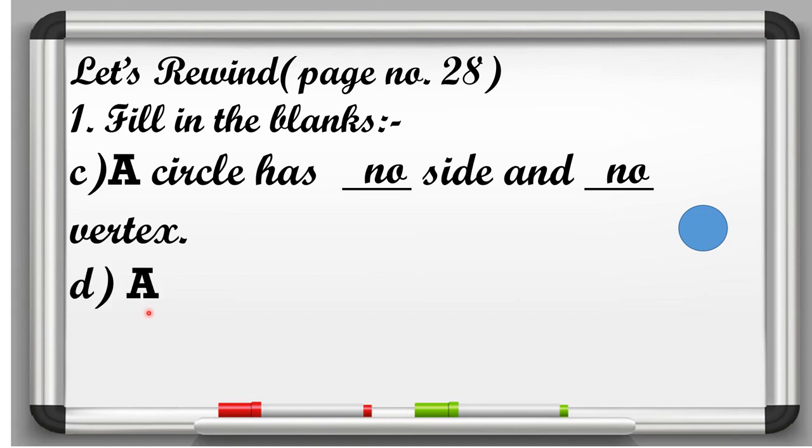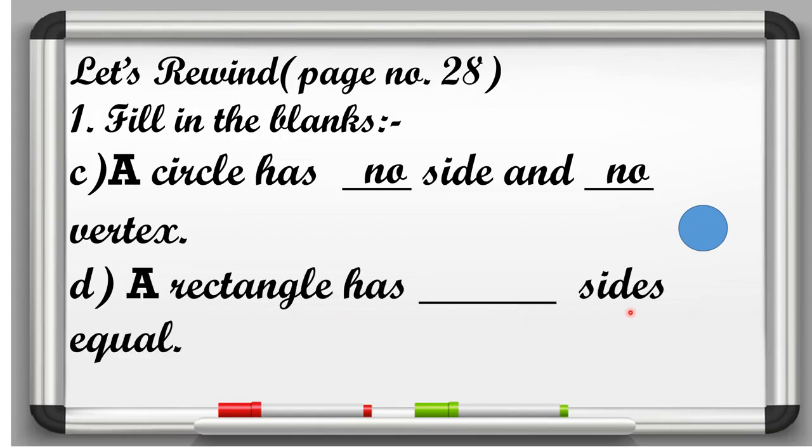Now in G part, it is given a rectangle has dash sides equal. So here, first of all, we need to make a rectangle. Now, how many sides are there, beta? 1, 2, 3, 4. But there is a question, a rectangle has dash sides equal. Which sides of a rectangle are equal? Okay, so here we can write the answer that a rectangle has opposite sides equal. Okay, the opposite sides of a rectangle are equal. So here we will write the spelling of opposite, O-P-P-O-S-I-T-E. Opposite sides are equal.